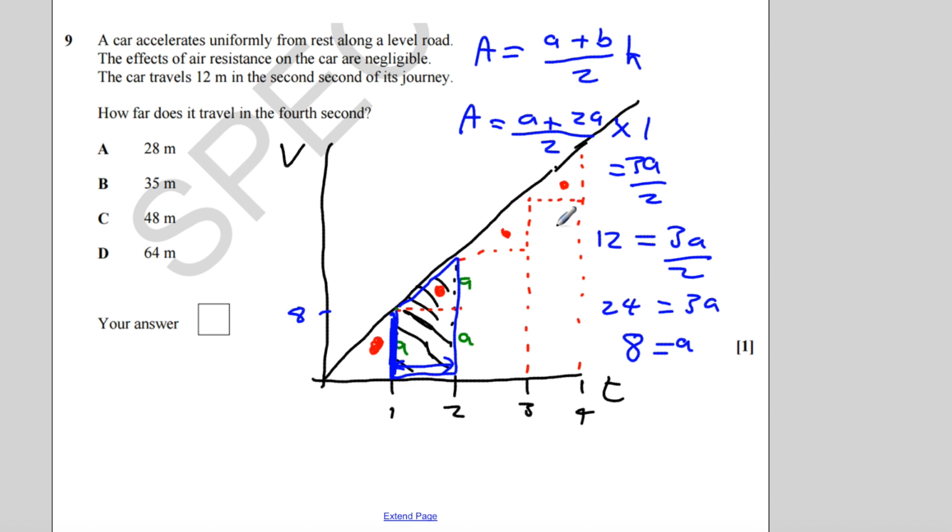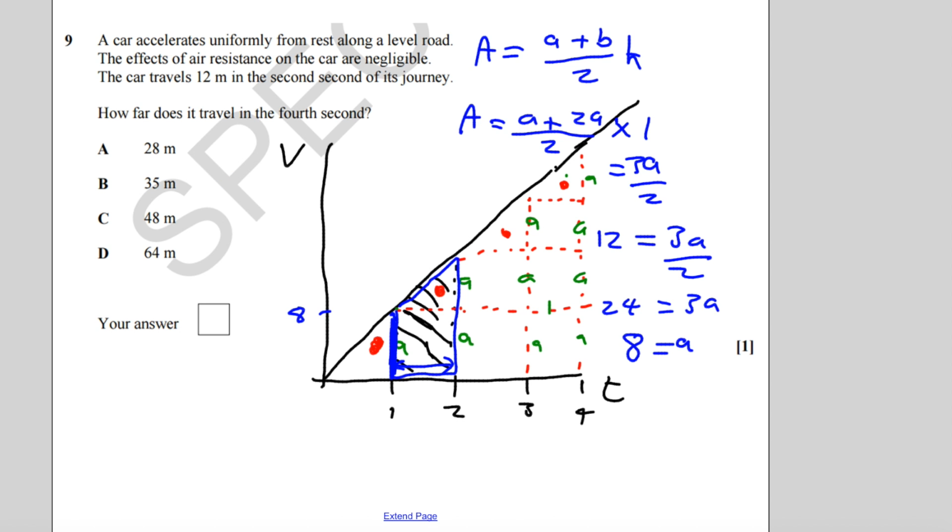So let's take a look at what's happening in the 4th second. Let's go back to that red pen and put a few more guidelines on here. And here we've got A, and A. What we're trying to do here is find the area underneath the graph in the 4th second. And so that's 3a on one side and 4a on the other side.